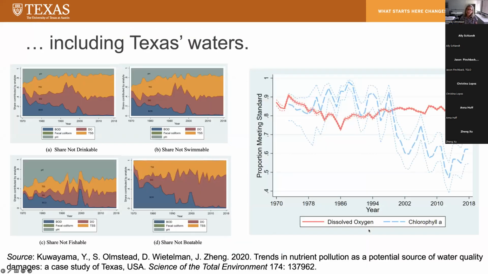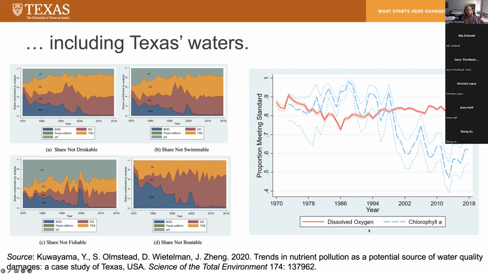So with respect to Texas in particular, I had some work that we did with co-authors a couple of years ago. On the left-hand side is a set of graphs that shows us which water quality parameter, among a set of four or five, is the key parameter that's causing impairment of the water body in Texas. And this is looking at millions of observations from all across the state from 1970 through 2018.